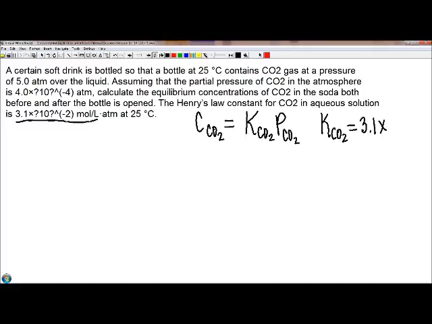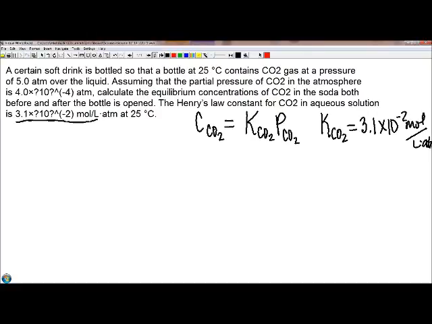Okay, so we are going to solve for C, the concentration of CO2. The little CO2 there just tells what it's the concentration of. So for Henry's law, concentration is equal to the constant for carbon dioxide times the partial pressure of the carbon dioxide. We know the constant is 3.1 times 10 to the negative 2nd moles per liter atmosphere, and that's just so that we cancel out the pressure when we multiply by it.